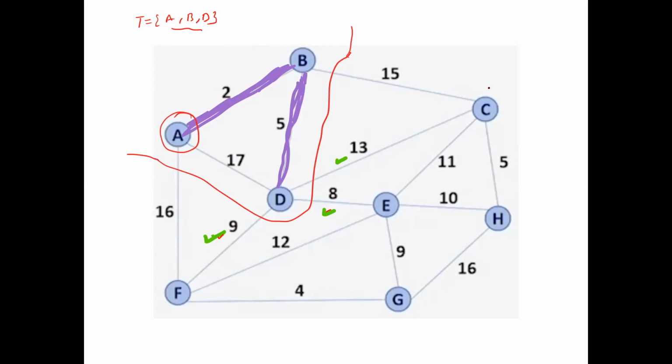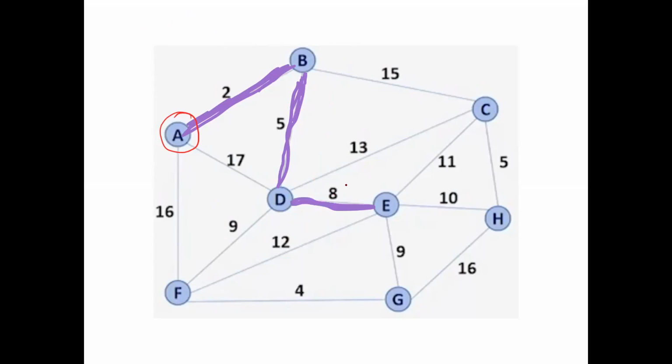Now coming to the vertex C, C is connected to the partition containing A, B, D through two edges, B to C and D to C, but we'll pick the minimum cost edge. Out of 15 and 13, the minimum cost edge is 13. So 13 is picked here. So out of the possible edges going out from this partition containing A, B, D and the remaining vertices, there are only 9, 8 and 13. Picking the smallest one, that is D to E, you get this answer.